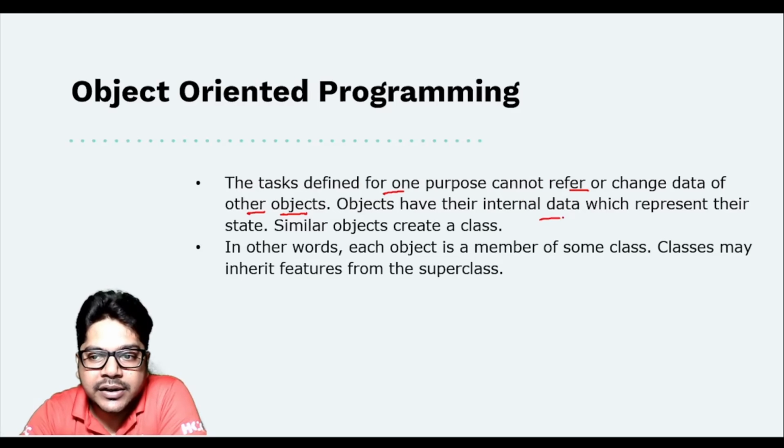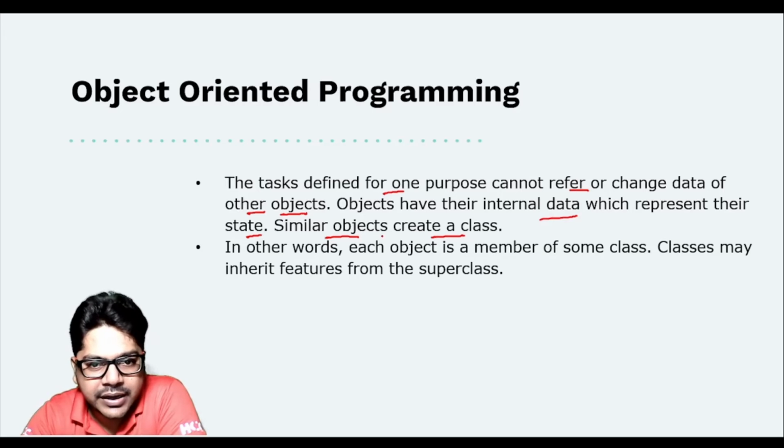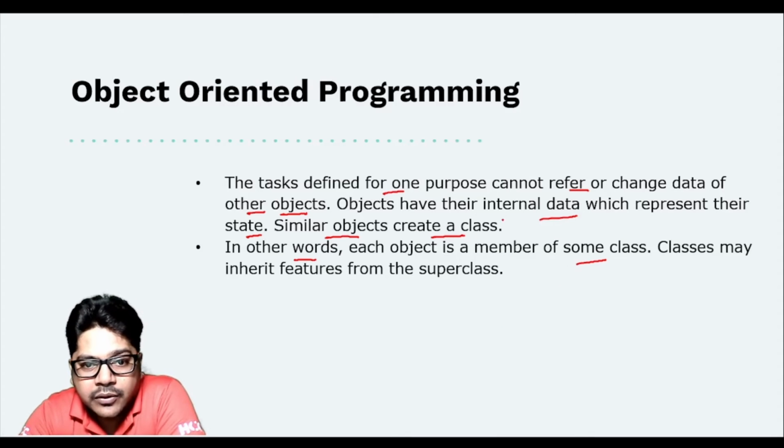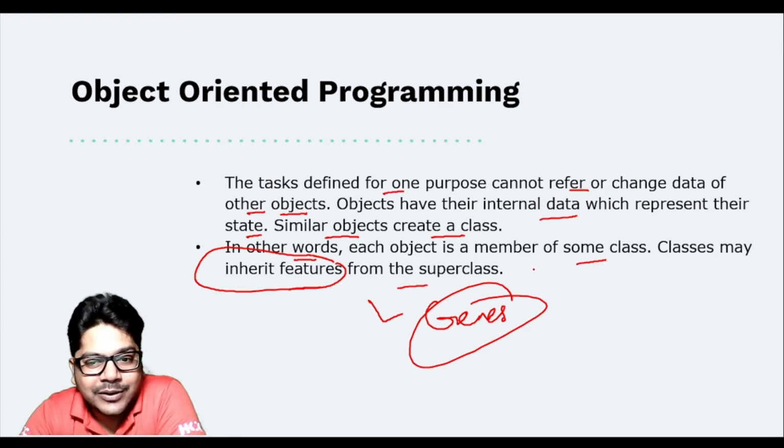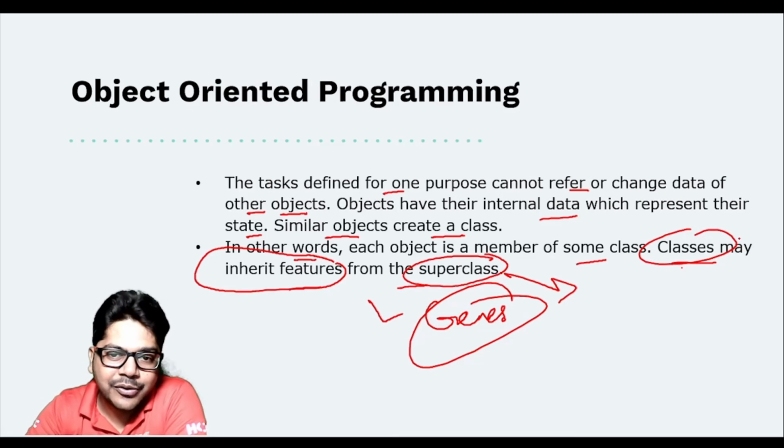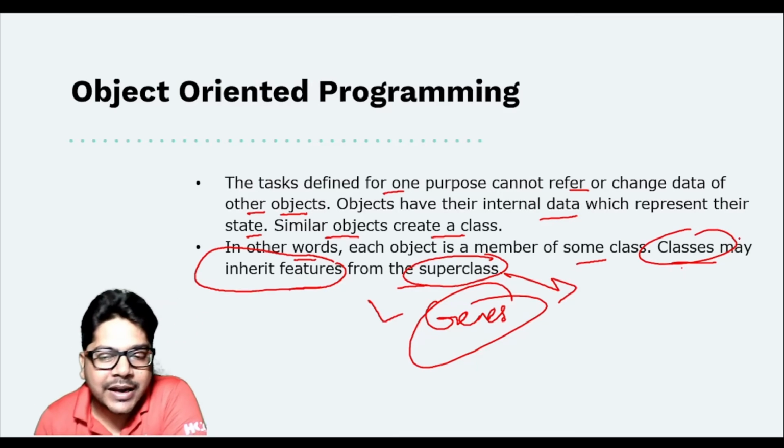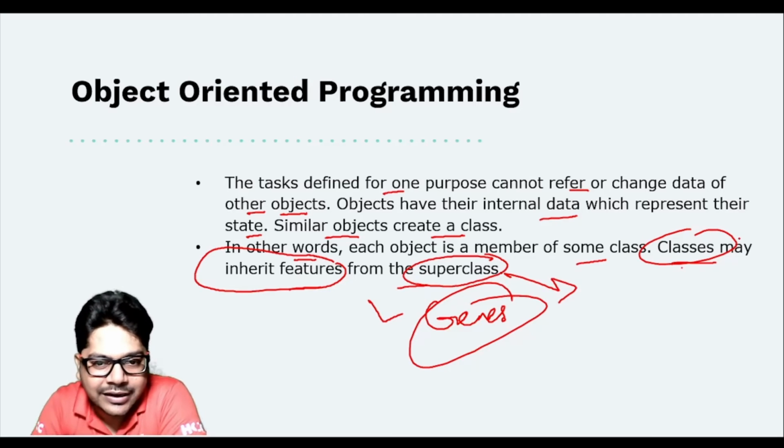An object has its own internal data which represents its state, and similar objects create a class. In other words, each object is a member of some class. Each car came from some kind of blueprint. Classes may inherit features from a superclass. What does it mean to inherit features? Like we all inherit features from our parents, whether it is genes or properties or whatever. Similarly it happens with classes. There is something called a superclass, which is like a grandparent or a parent, and classes are the children. A child is of course going to inherit some of its properties from its parents or grandparent. It works exactly like that.